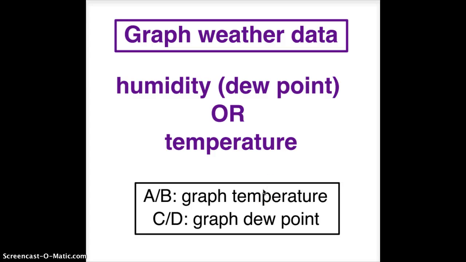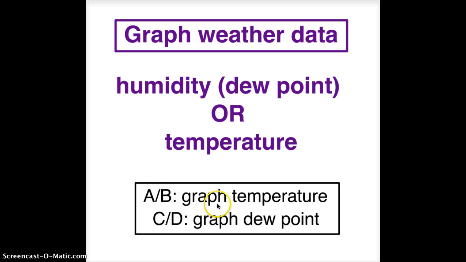Before you start this activity, make sure you have all the weather data, observations 1 through 20. You can get those from my Moodle page and put them in your Notability folder. Once you have that, make sure you're watching the correct video. If you are A and B, you should be watching this video.